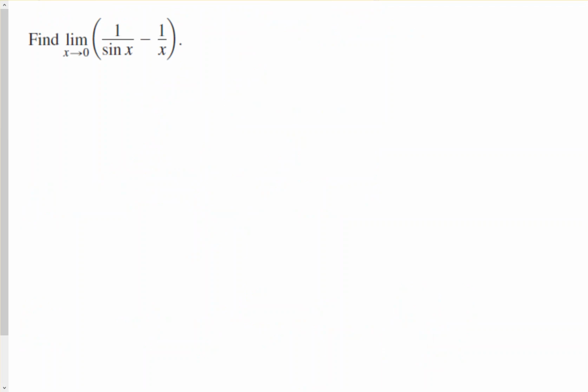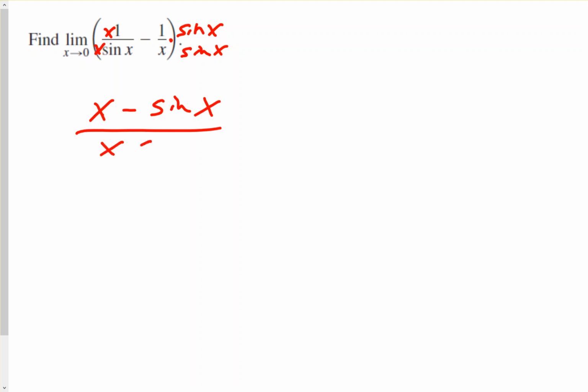Let's take a look at this next one. Limit as x approaches 0 of 1 over sine x minus 1 over x. So we could rewrite this if we get the common denominator. So that means I would multiply this by x over x, and then this one I would multiply by sine x over sine x. So I have x minus sine x over x times sine x.